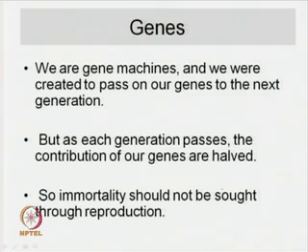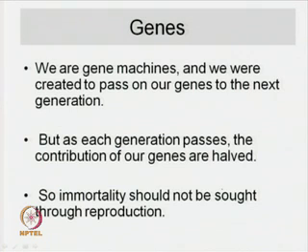Then comes another point, where he says we are gene machines. In one way of describing ourselves, of course, we are gene machines and we are created to pass on our genes to the next generation. And those scientists who see everything in terms of the gene have even called the human body simply a vehicle for the transmission of genes. That is one way of describing the human being, that we are just vehicles because these things called genes want to replicate and get passed on.